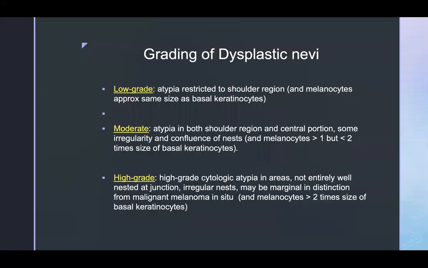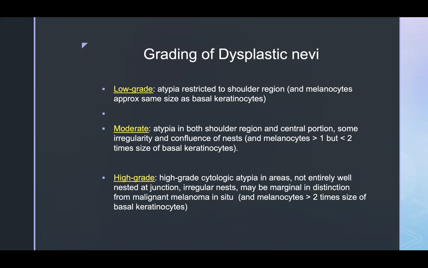Like I said, the grading of dysplastic nevi is typically low, moderate, or high grade. Low grade usually refers to atypia restricted to the shoulder region, and melanocytes are approximately the same size as the basal keratinocytes. Moderate includes atypia in both the shoulder region and the central portion, some irregularity and confluence of the nests, and the melanocytes are greater than 1 but less than 2 times the size of the basal keratinocytes.